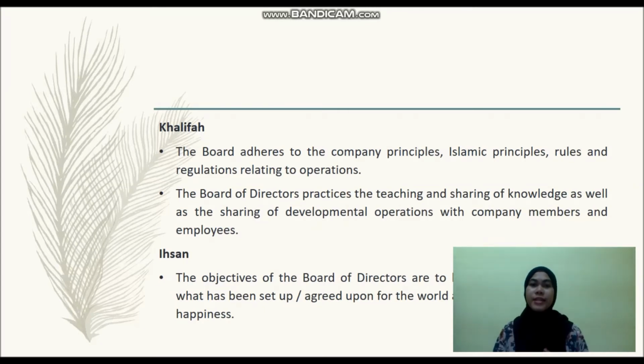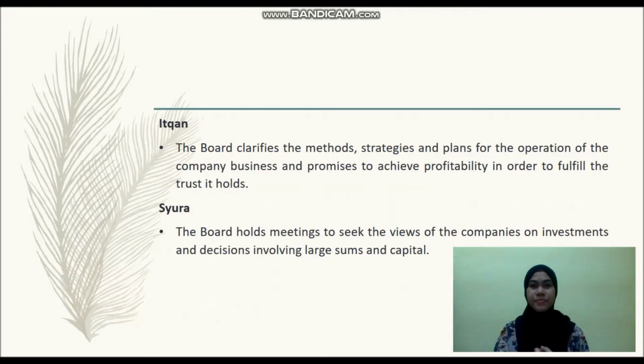First is Khalifah. Khalifah means that the board of directors adheres to the company principles, Islamic principles, and all the regulations in the company. The board of directors also practises and teaches, or shares his or her knowledge with the other company members. Next is Essence. Essence is the objective the board of directors aims at achieving with what has been set up, meaning the goal of the company.